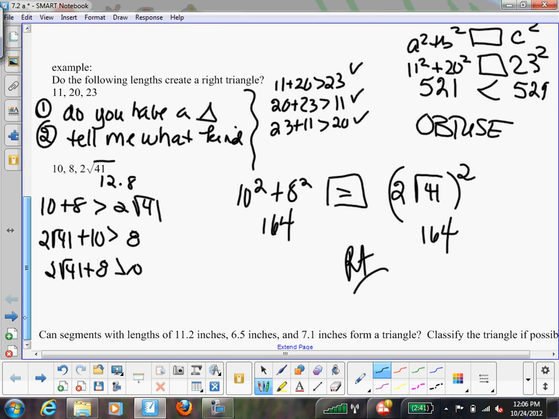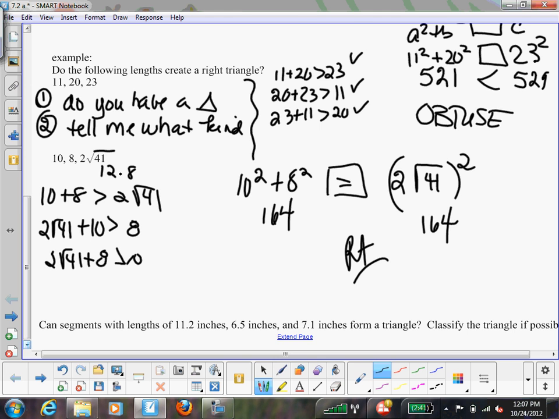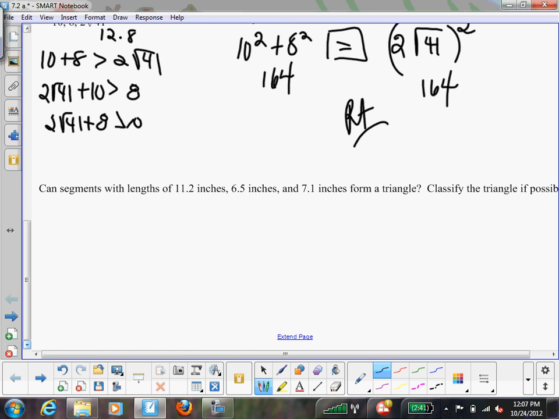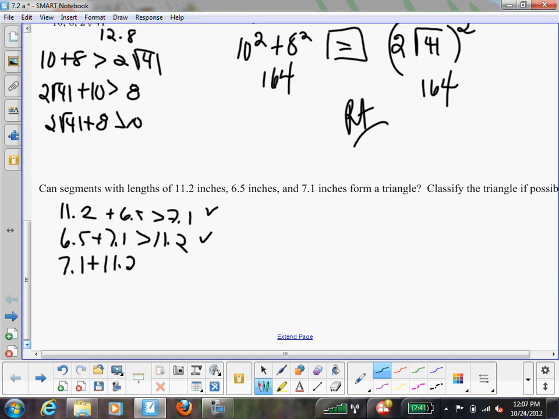Okay. Can the segments with lengths of 11.2, 6.5, and 7.1 form a triangle? Classify the triangle as possible. So it's the same thing. Is 11.2 plus 6.5 greater than 7.1? Yes. Is 6.5 plus 7.1 greater than 11.2? Yes. How about, what's my last combo? And that's going to be greater than 6.5. Okay, so you figure out what kind of triangle we have now. You do the work.